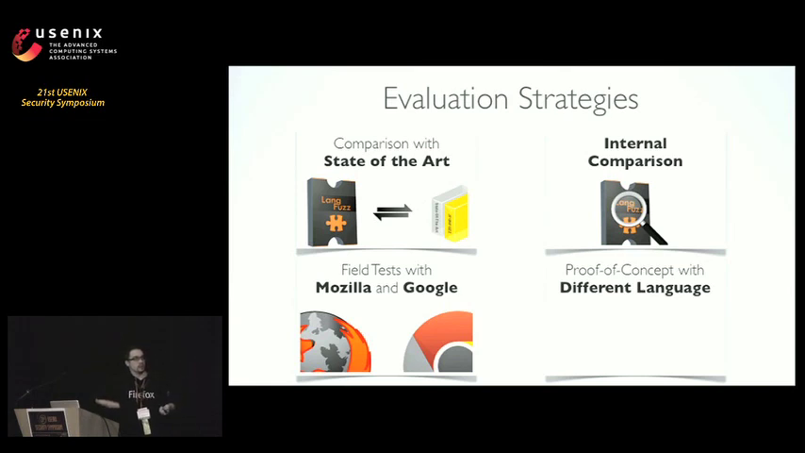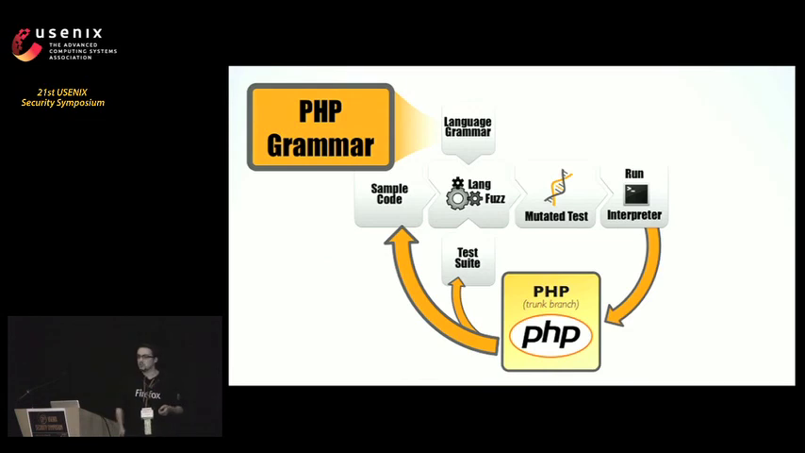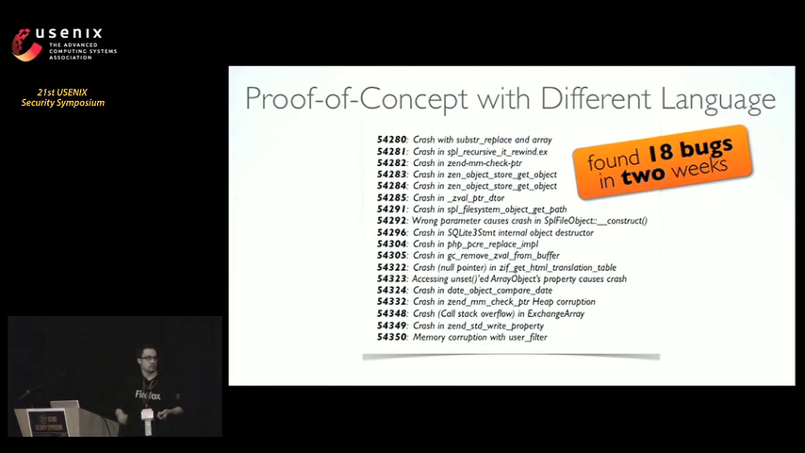And now for the last evaluation strategy. So if we claim that the technique is actually language independent, then we should at least try it out in another language too, to see if this is not something that is JavaScript specific. And we decided to do an experiment with PHP. So we took PHP grammar instead and put it into LangFuzz, and we used PHP shell as it was in trunk at that time. And we ran this for 2 weeks, and we found 18 bugs, mostly memory corruptions, garbage collector problems, and so on.